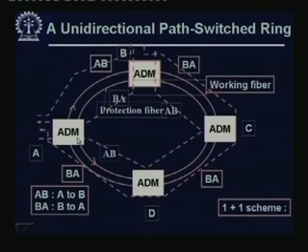So, A to B, that is through the protection fiber, and A to B is now this path from A to B going via D and C. So, A, D, C, B, that is A to B, and B to A, the protection path is from this through the protection fiber. So, if there is a failure anywhere, this can still continue. So, this is a unidirectional path switched ring.